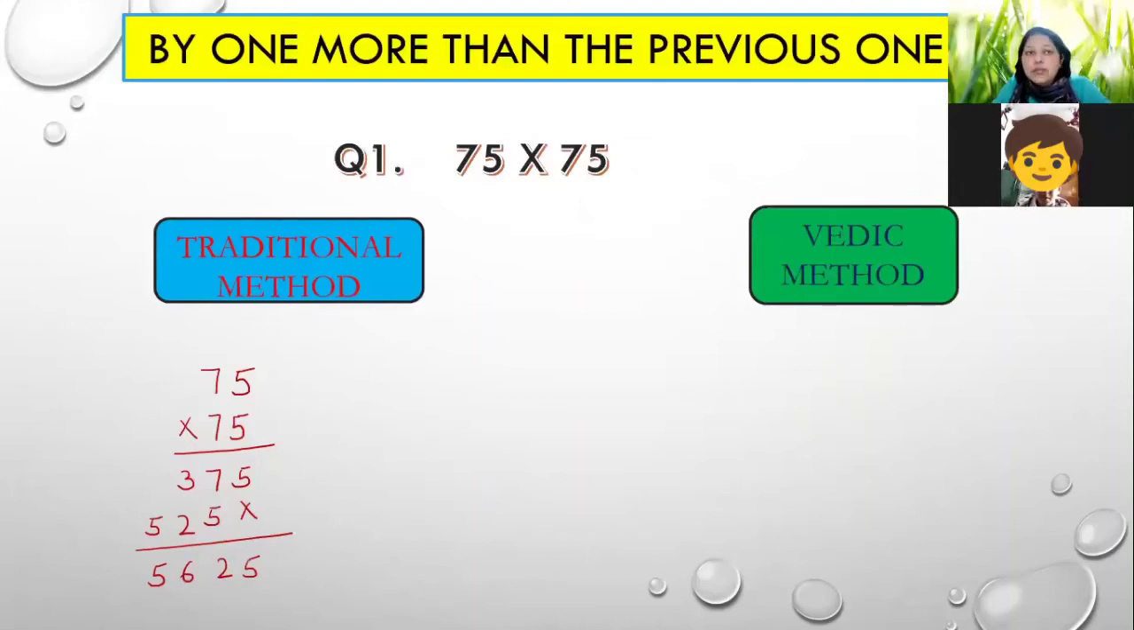Yes, ma'am. Okay, this is your 75 times 75. This is the traditional method which you applied to calculate 75 times 75. And the sutra is called by one more than the previous one. This is a Sutra of Vedic Maths, and this is the English version of the Sutra, but we have all the sutras in Sanskrit. Ekadikena Purvena. This is a sutra in Sanskrit. In English, we call it by one more than the previous one.